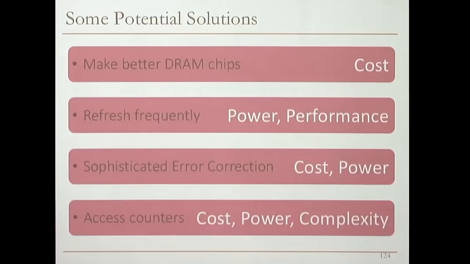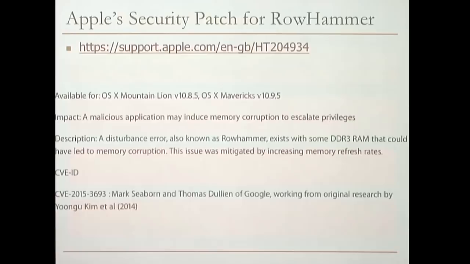I don't like that solution. It's not very elegant, but there are a lot of proposals out there. Because, again, how do you figure out which rows are frequently accessed? You need some hardware mechanism to figure this out. Or you can have access counters at the software level by adding enough performance counters, but then there's software overhead to read those counters, right? So there's a huge solution space over here.